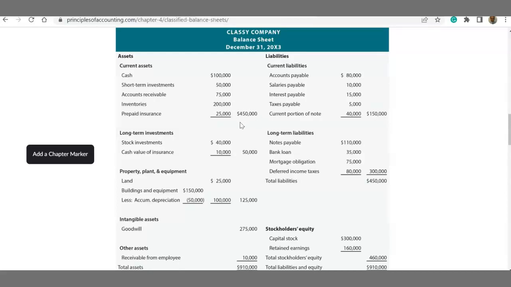Like you want to know what is the current ratio. Current ratio is current asset divided by current liability. So here is the current asset of 450,000 divided by current liability of 150,000. So current ratio is current asset divided by current liability.